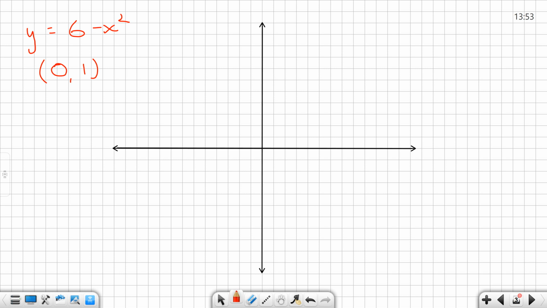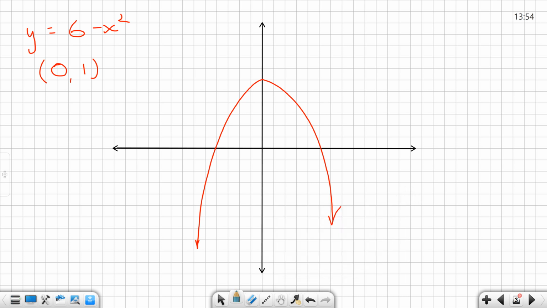What can you tell me about the function 6 minus x squared? Parabola, keep going. Concave down. Look at him using the fancy calc terms. Shifted up 6. So I'm just going to draw a rough sketch of what this looks like. 1, 2, 3, 4, 5, 6. Something like that. It doesn't have to be perfect.